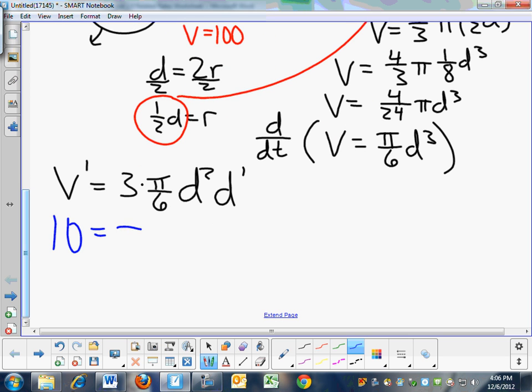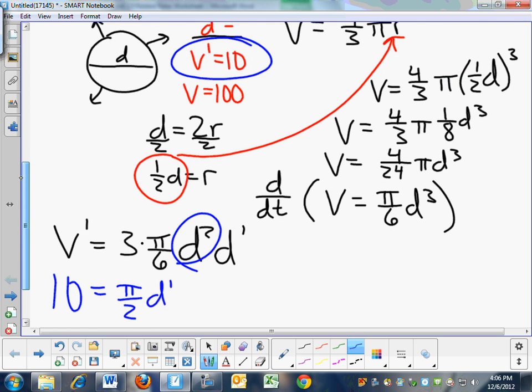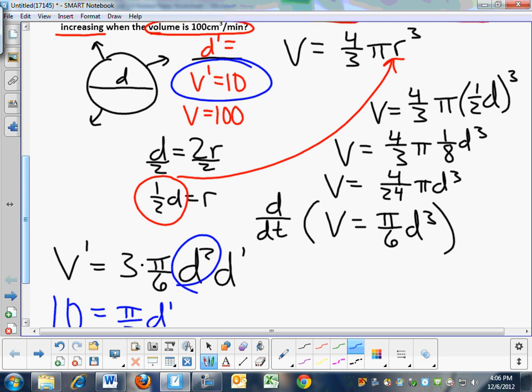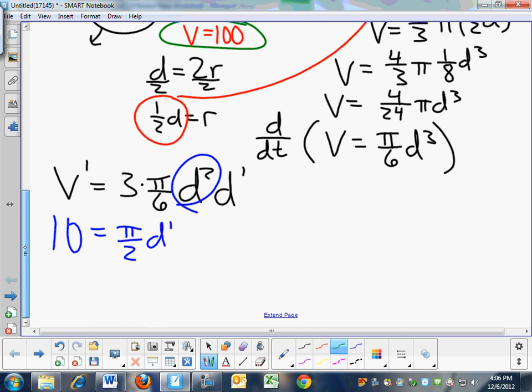10 equals pi over 2. I have a d prime. The question is, what is d squared? Do I have a current value for d? No, I do not. What to do? I don't have a current value for d, but I do have a current value for v. I know v is 100. If you take 100 and set it equal to pi over 6 d to the third, you can figure out what the current diameter is in this situation.